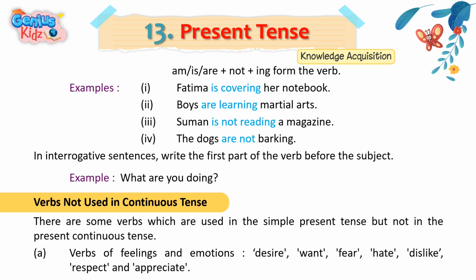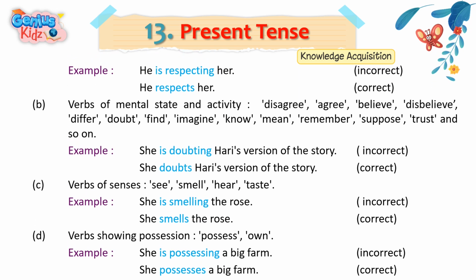In interrogative sentences, write the first part of the verb before the subject. Example: What are you doing? Verbs not used in continuous tense. There are some verbs which are used in the simple present tense but not in the present continuous tense. A. Verbs of feelings and emotions: desire, want, fear, hate, dislike, respect and appreciate. Example: He is respecting her. Incorrect. He respects her. Correct.